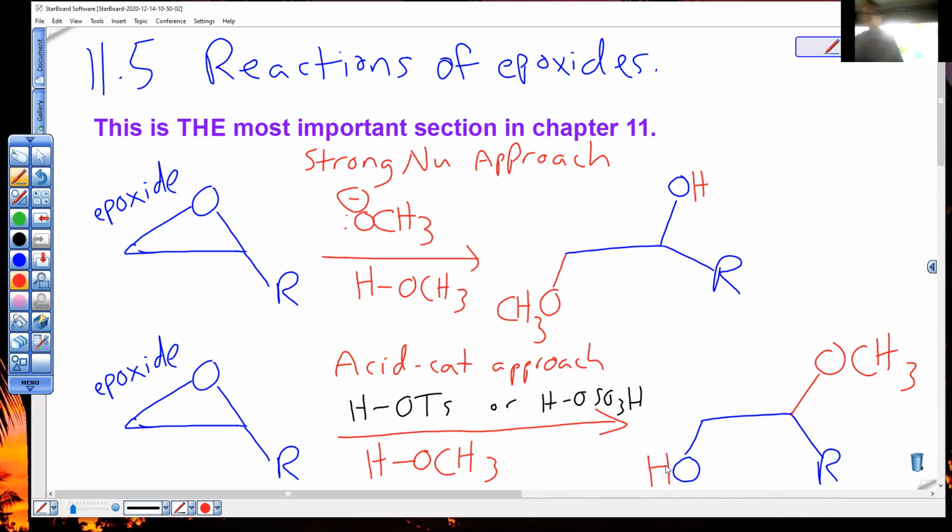So when we come back, we're going to do the mechanisms for both of these and then a summary of all the possibilities for each approach that you will be responsible for on every exam in Orgo 2. So I'll see you very soon. We're almost there, everybody.